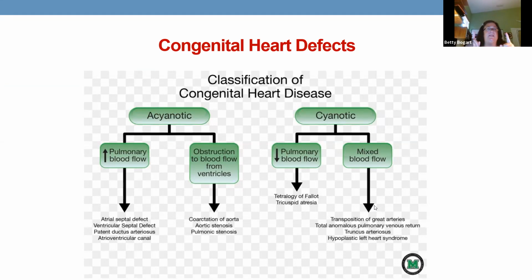And then we have transposition of the great arteries. And that just means the aorta and the pulmonary artery have switched places. And in this case, we are going to need to keep that patent ductus arteriosus open to connect blood from the lungs and to the body systemically, to keep the oxygenation going. How do we keep a patent ductus arteriosus open?